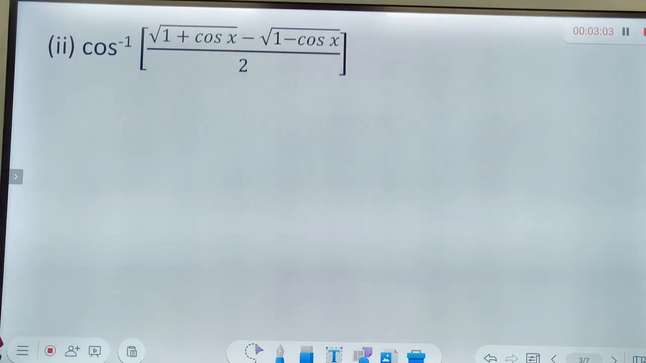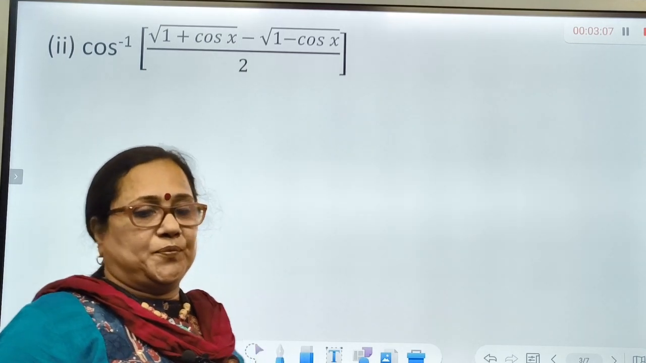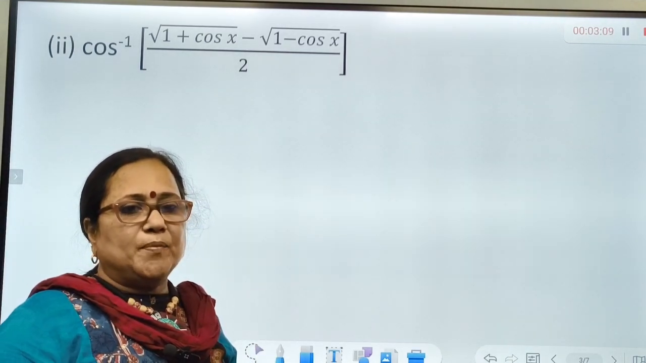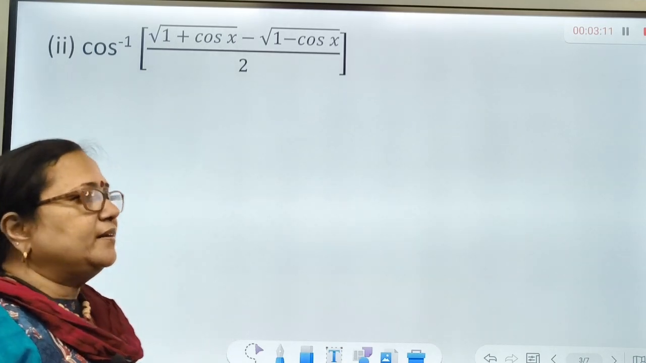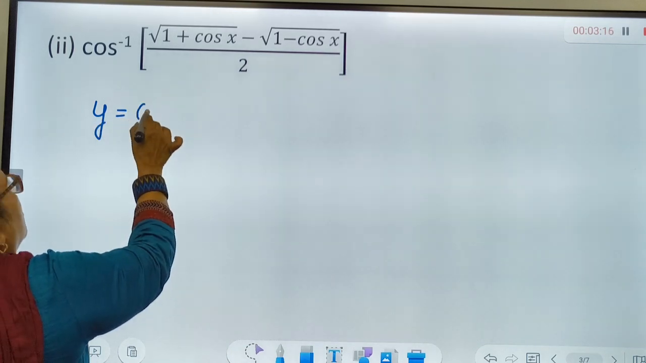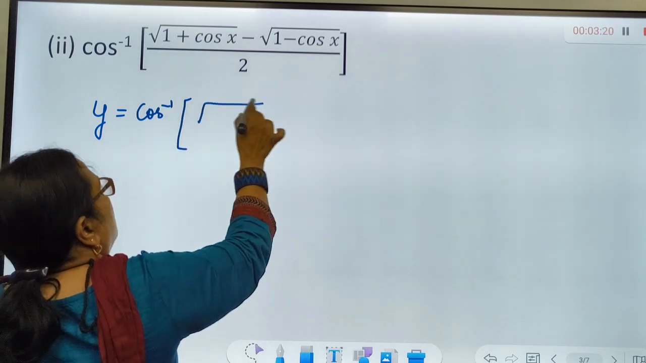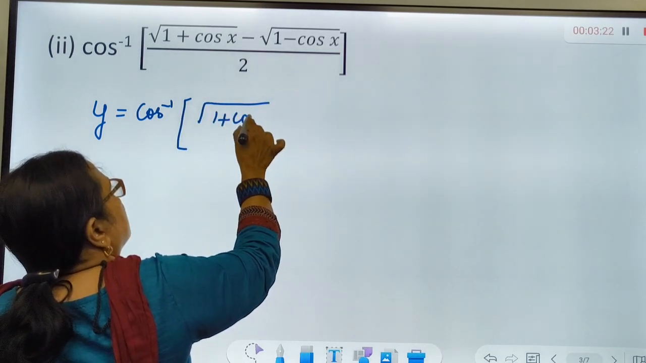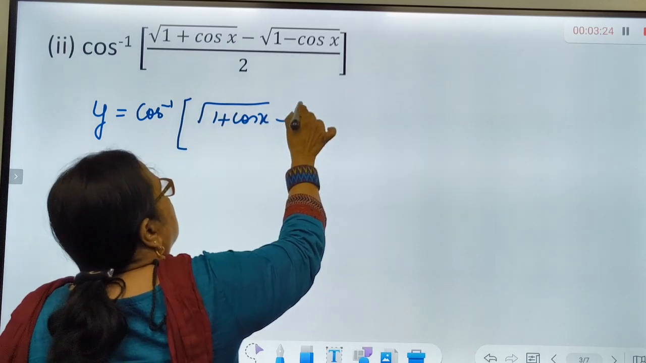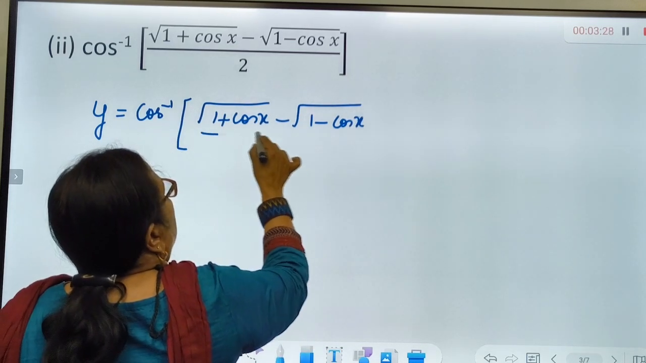Now look at this problem. I'm going to actually today look at some problems of a similar type. Okay, how you can manipulate, simplify and then differentiate. This is y equal to cos inverse of (root of 1 plus cos x minus root of 1 minus cos x) by 2.